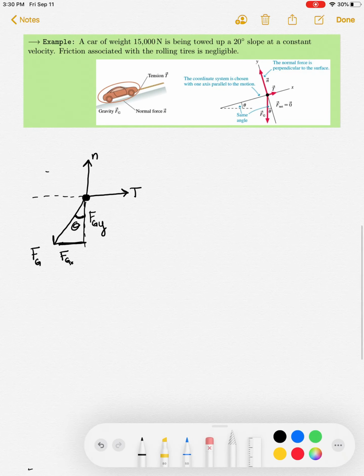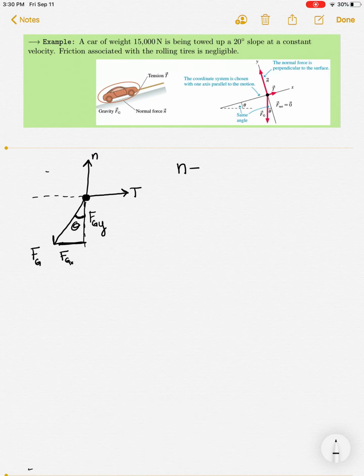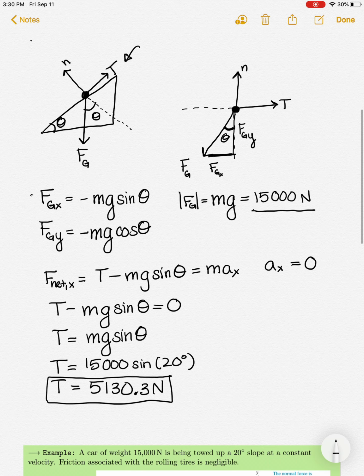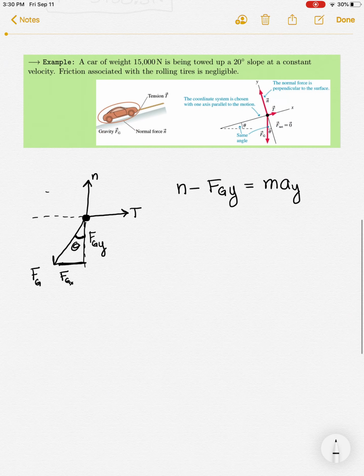Okay, so we have the same force diagram as before. So here we have the normal force minus FGY is equal to MAY. Here it's not moving in the y direction at all, since we're placing all our velocity in the x component whenever we rotate our axes. So there's never been any motion in the y direction with the way that we drew our axes.